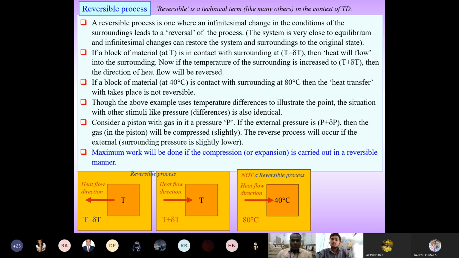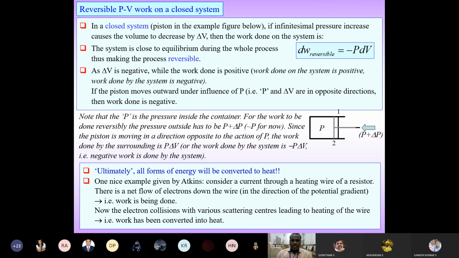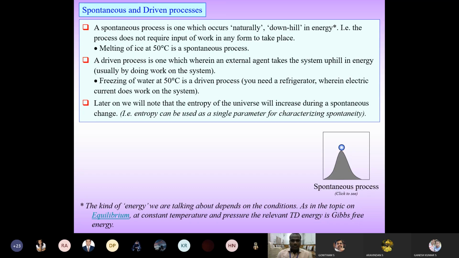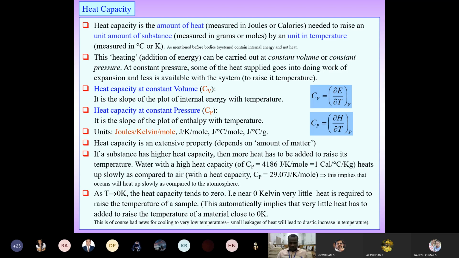Then what is a reversible process? Then what is work? Then state functions in thermodynamics. Then heat capacity, right? If you want to know more about heat capacity, in the last class we discussed what heat capacity is.